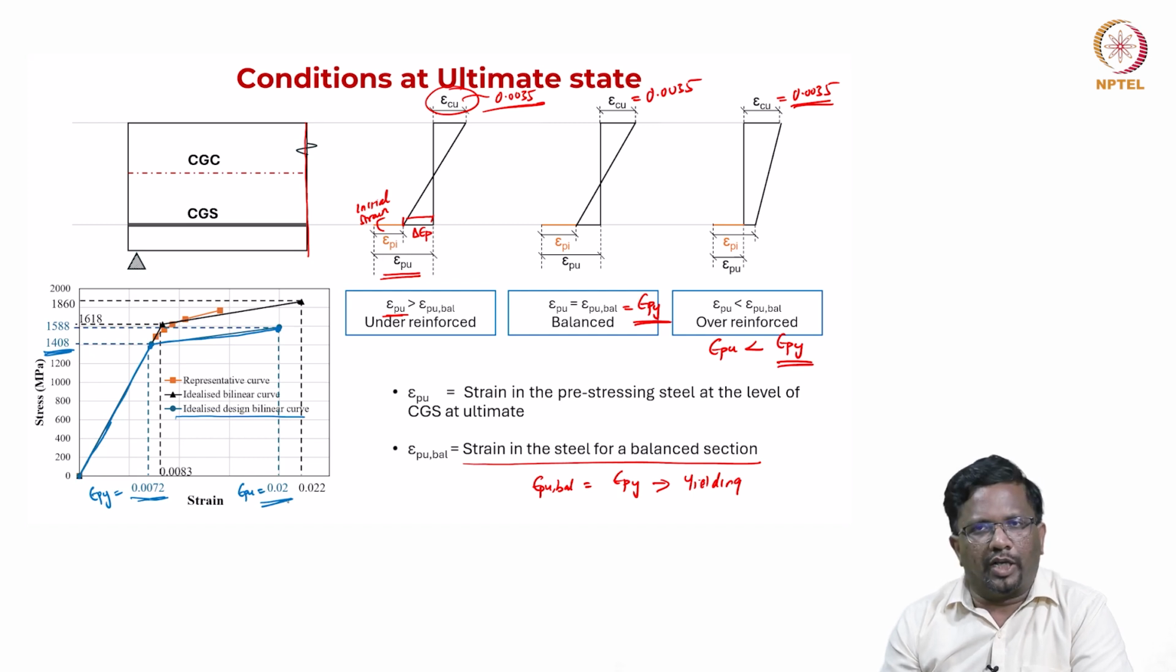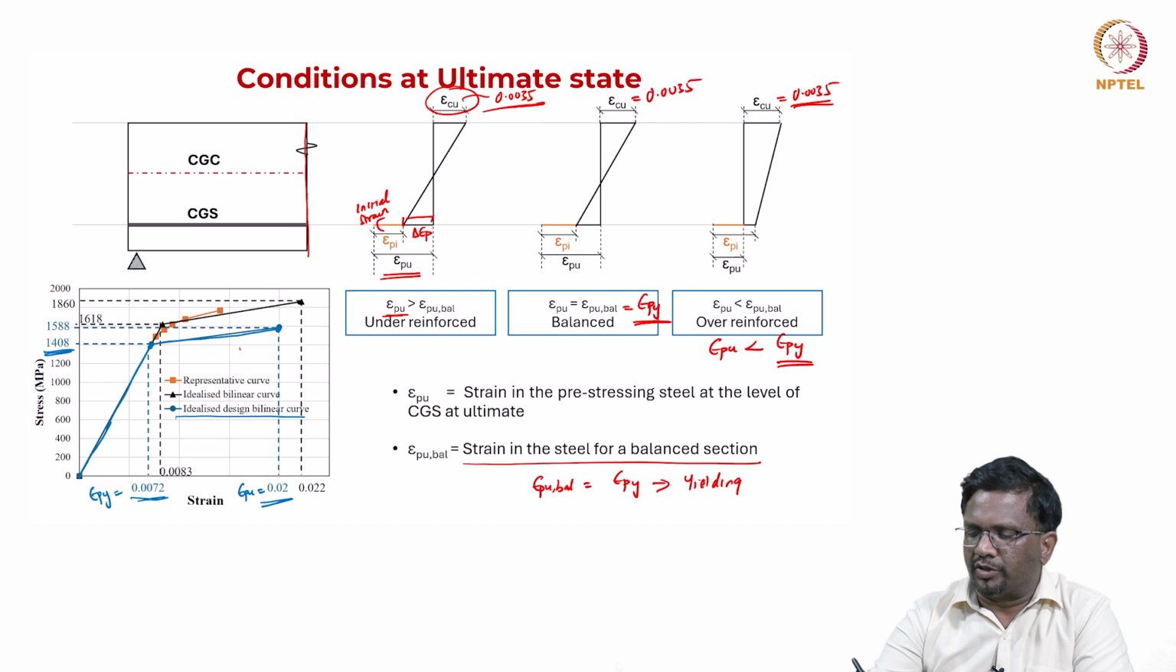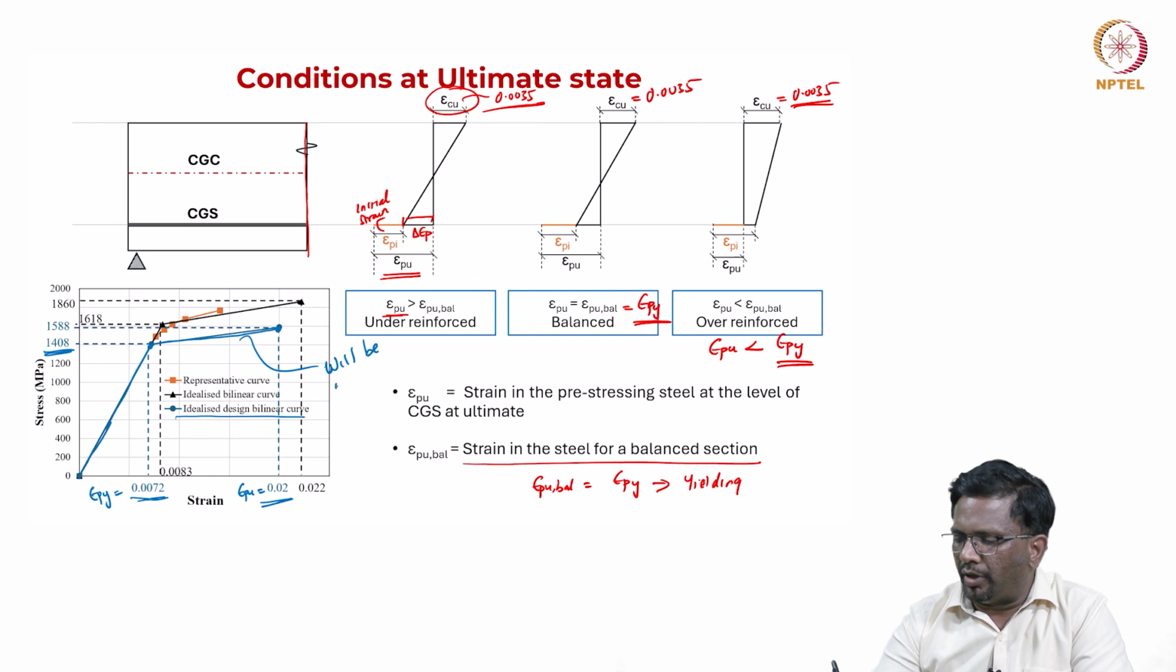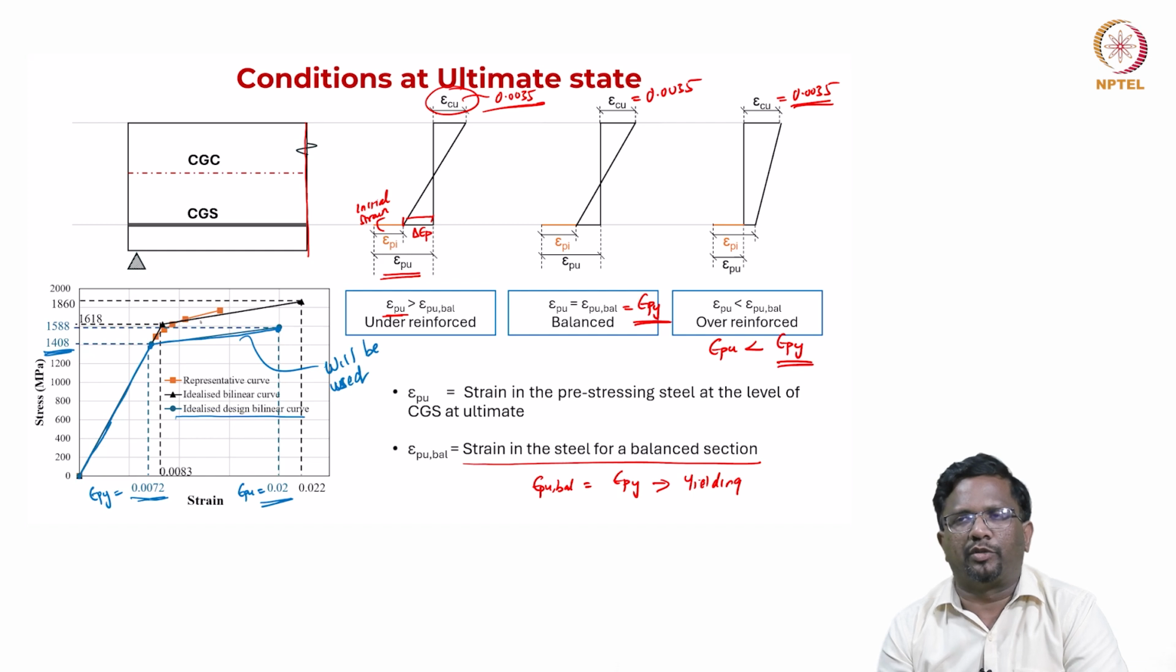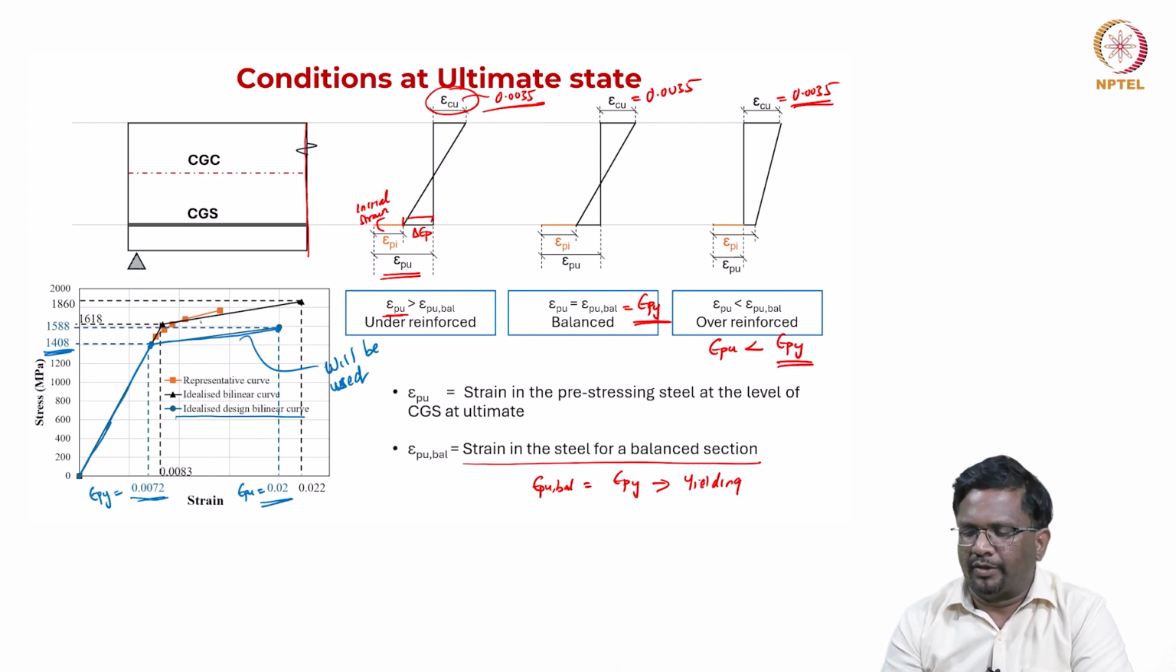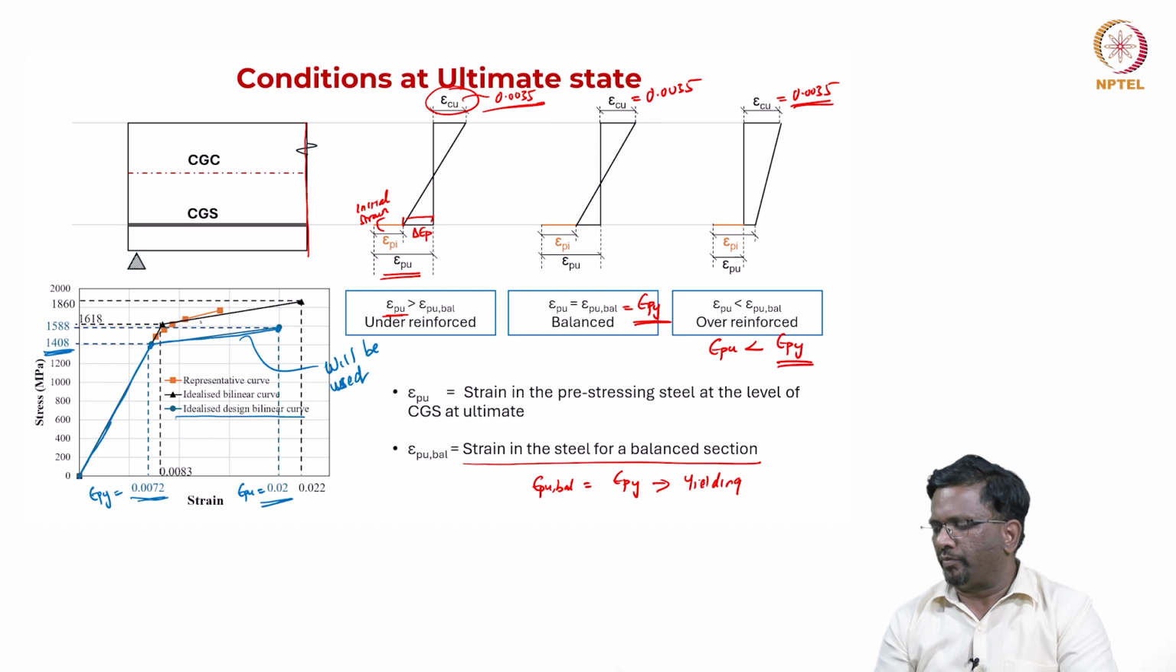So, this is the ultimate condition as per this idealized bilinear curve, which is what we are going to use in our calculations, the idealized bilinear curve, the design curve. So, why do we say that it is a design curve? Because we are applying a partial safety factor for the material, that is for steel. So, we knock it down by 1.15 and then you get this curve, right.